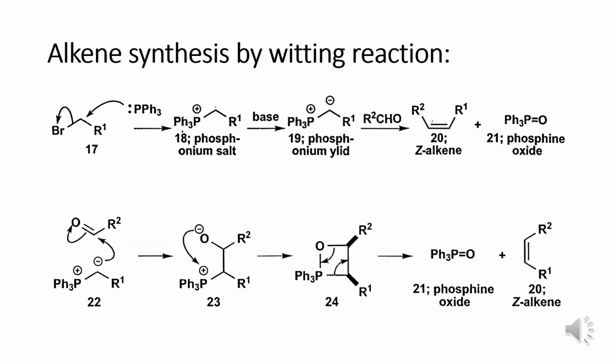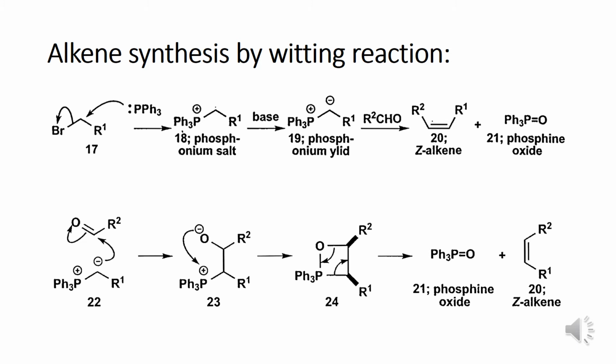Now let's study the alkene synthesis by Wittig reaction. We're going to compare it with the elimination method as well. The most important method of alkene synthesis is the Wittig reaction, which gives full control over the position of the double bond. That means this reaction is a stereospecific reaction, and it gives some control over the geometry as well.